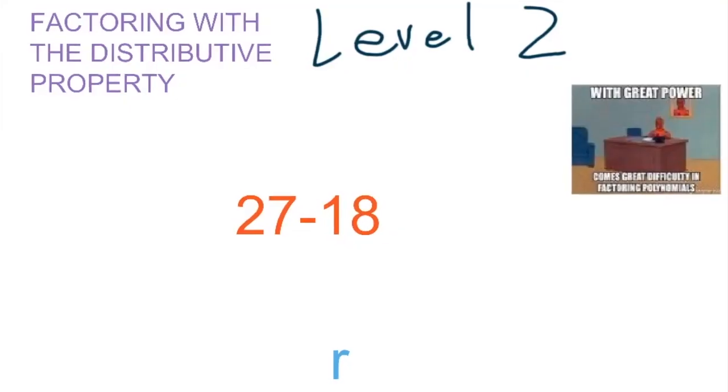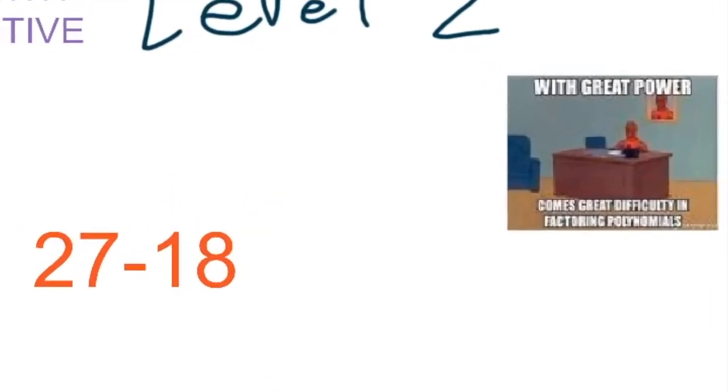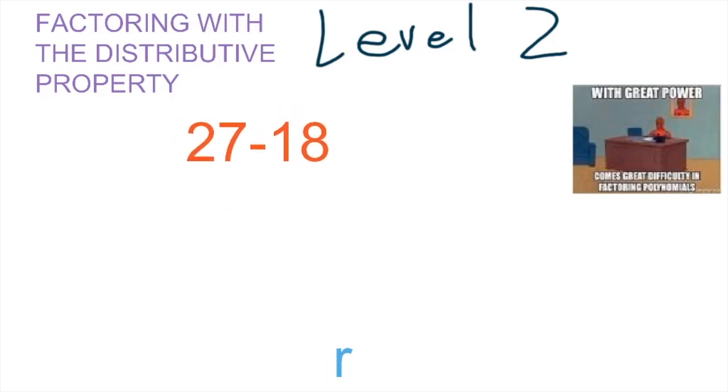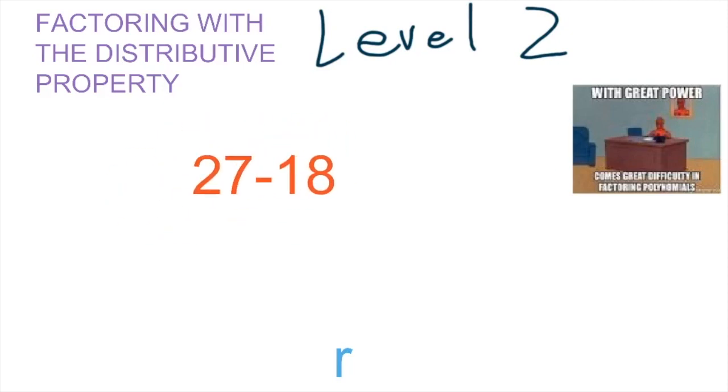Level 2 will be adding variables to expressions. With great power comes great difficulty in factoring polynomials. All right, let's take a look. This is a polynomial. There's two terms, so poly means many, so more than one term is a polynomial. 27 and 18, and that was the last lesson, but now we're gonna add something to it. We're gonna add this variable, an r, so it's 18r, so it's 27 minus 18r. The process is gonna be the same, except we gotta think about the variables now too.